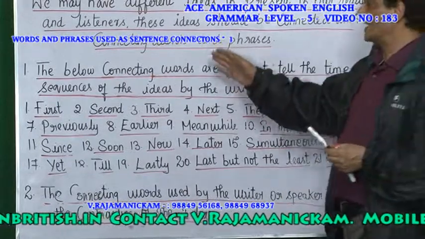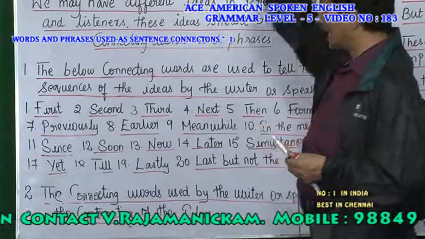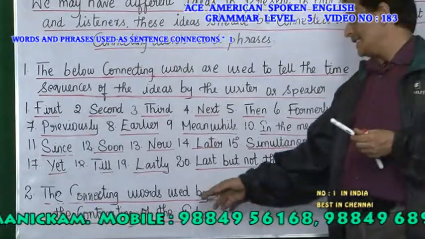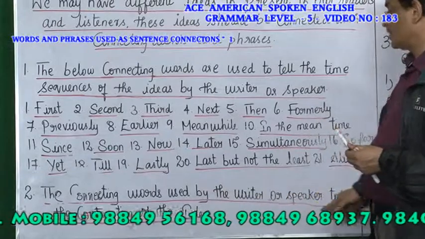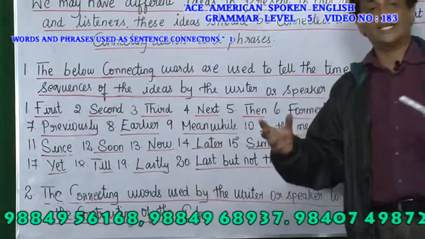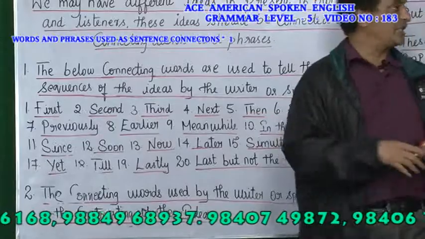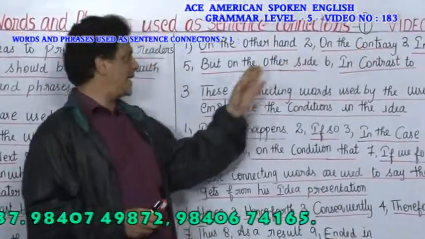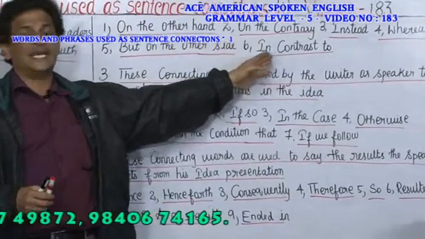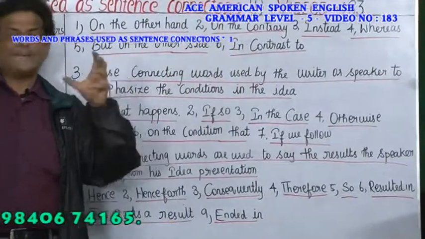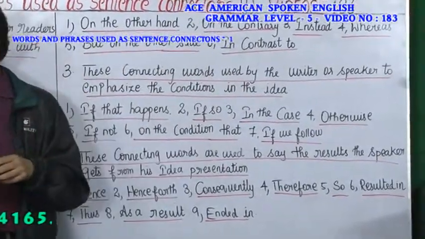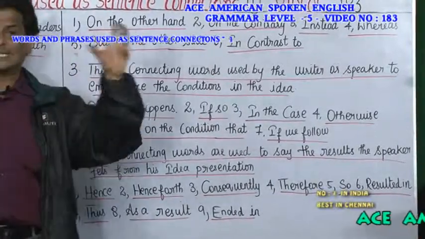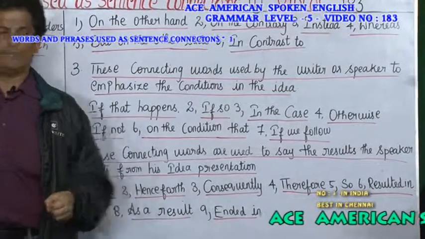So all these connecting words are used to tell the time sequences, time, first, second, third. Next, these connecting words are used to say contrasting of the ideas. Contrasting means what? Opposite. For example, on the other hand, on the contrary, instead, whereas, but on the other side, in contrast to, opposite. India is a developing country. On the other hand, Pakistan is an underdeveloped country.